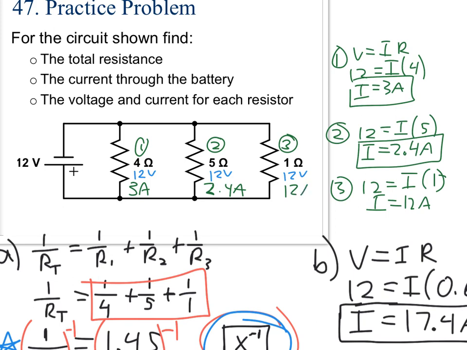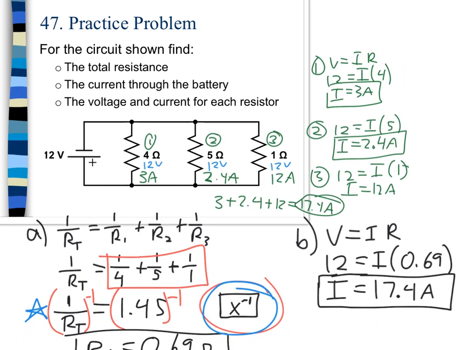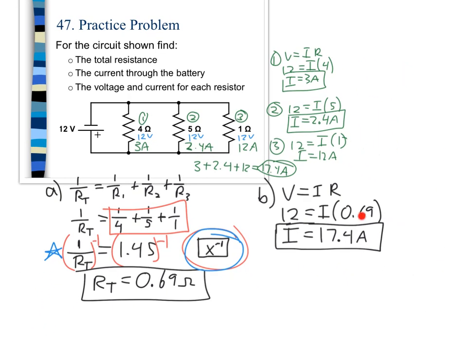I do want you to notice, though, if we add up these three, 3 plus 2.4 plus 12, we get 17.4 amps, which happens to be the total current that we found using Ohm's law. And that should happen. That 17.4 splits up into three possible pathways as we go through the circuit. So whatever current leaves the battery, 17.4 amps, should be the sum of the currents through each of those potential pathways.